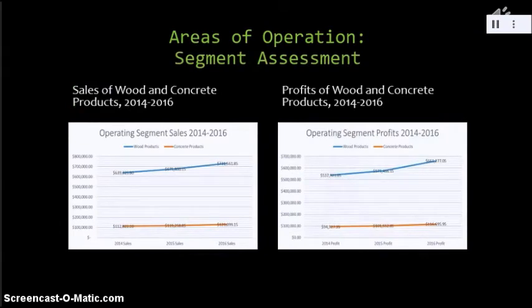Next, in the areas of operation, we look to the segment assessment of Simpson Manufacturing Incorporated. Here we see two charts. The first chart lists the operating segment sales from 2014 to 2016, gradually showing an increase in the sale of wood and concrete products. The second chart shows the operating segment profits, also for wood and concrete construction products, also showing a gradual increase.